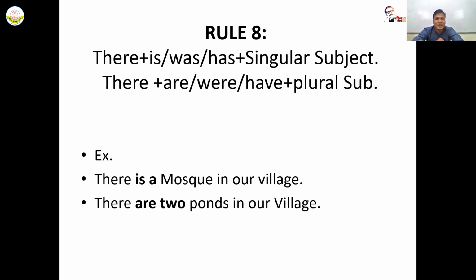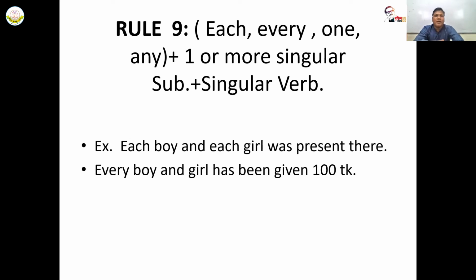So for example, there is a mosque in our village. A mosque is a singular subject and there, so it naturally takes the singular verb. There are two ponds. That means two ponds is a plural subject and it will take the plural verb are. And now rule 9.